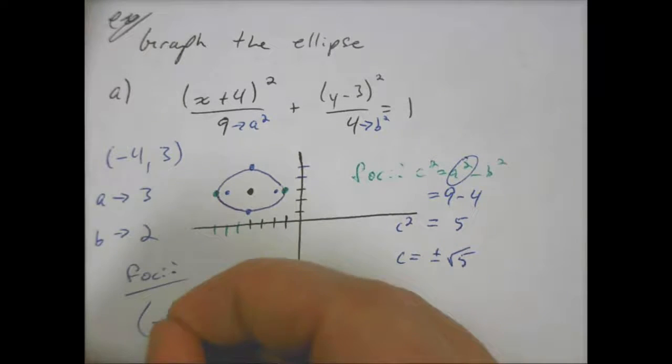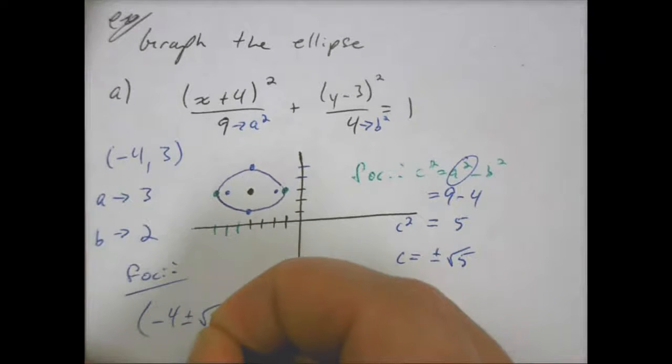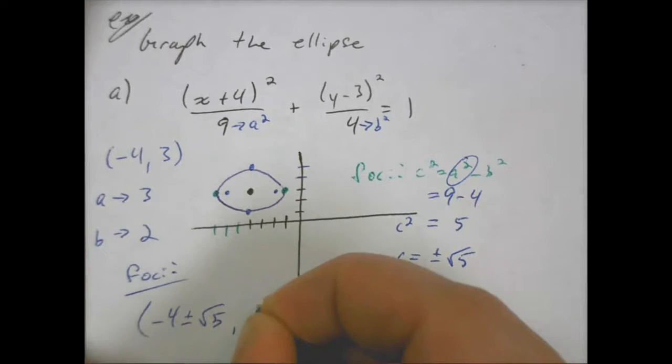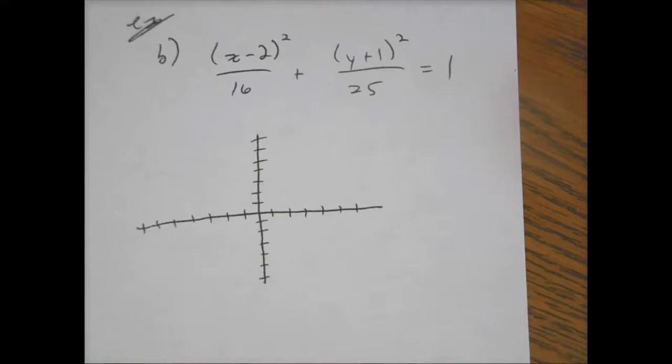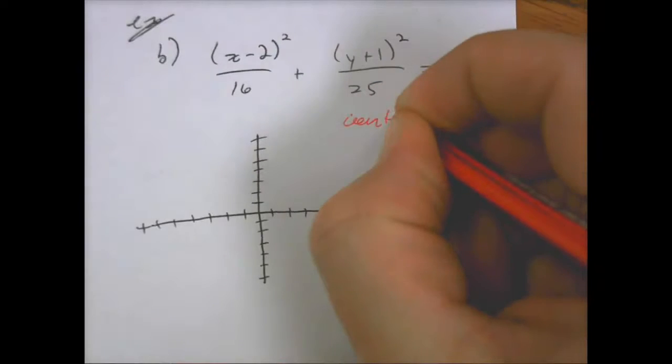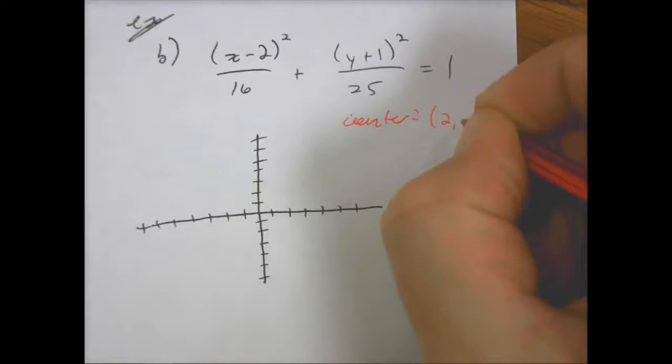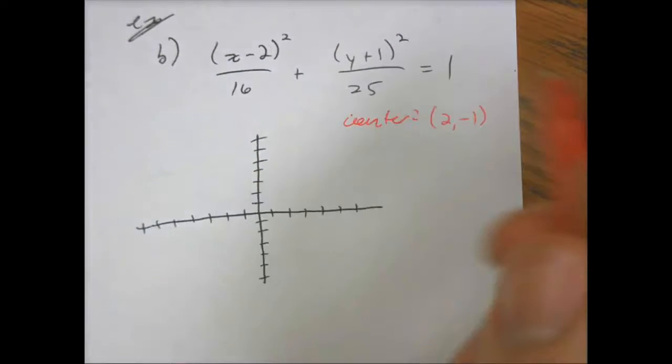You would have negative 4 plus or minus square root of 5, comma 3, since your y value stays the same. Yay! All right, doing the same thing, graphing the ellipse. In this one, it looks like my center is going to be 2, negative 1. Again, I get that from looking at the values.